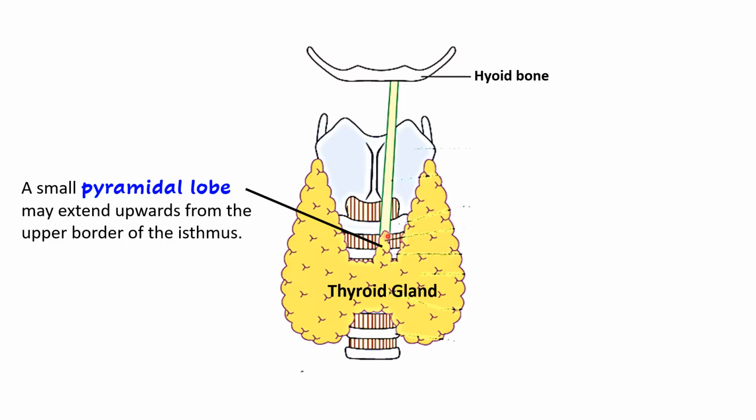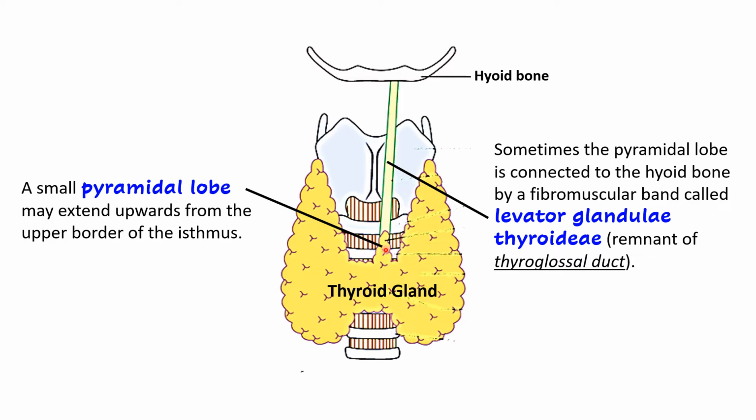Now sometimes you'll find that at the superior border of the isthmus, a small lobe extends upwards. This is known as pyramidal lobe. So this will extend upwards from the upper border of the isthmus. And sometimes you'll find that there is a fibromuscular structure which would connect the apex of this pyramidal lobe with the hyoid bone. This fibromuscular band is known as levator glandulae thyroidae. And this is a remnant of thyroglossal duct.